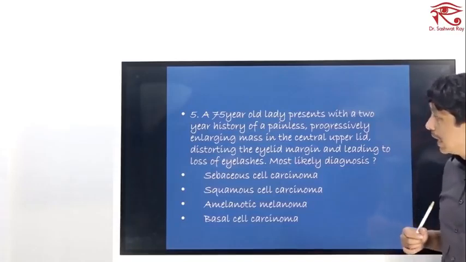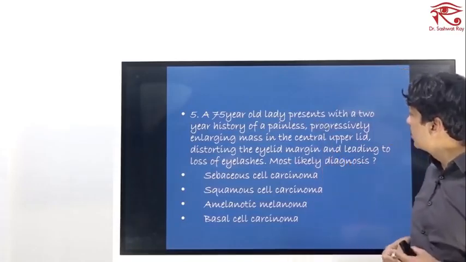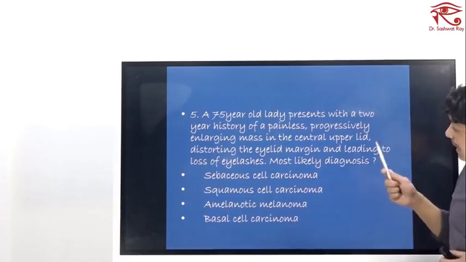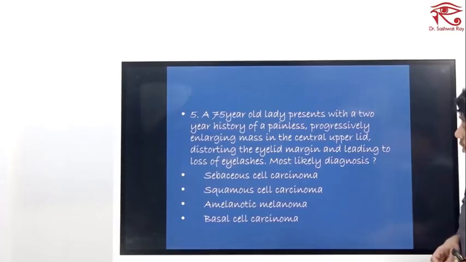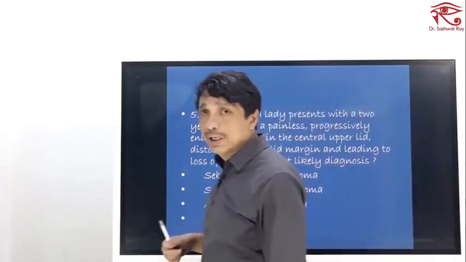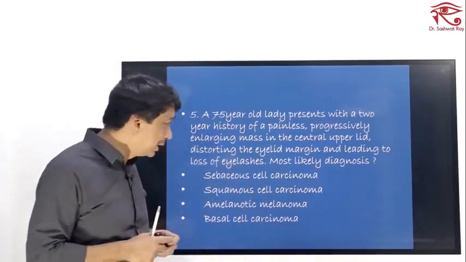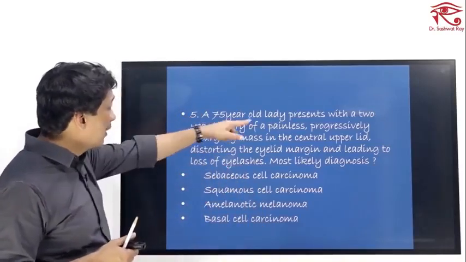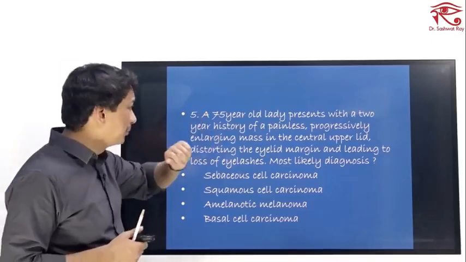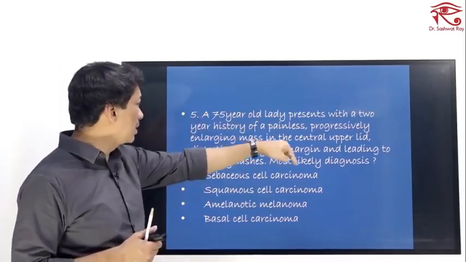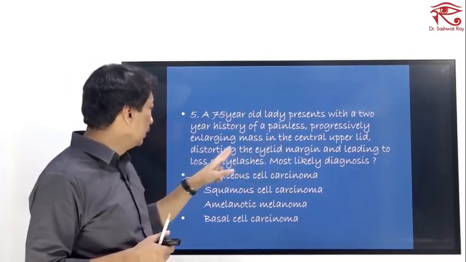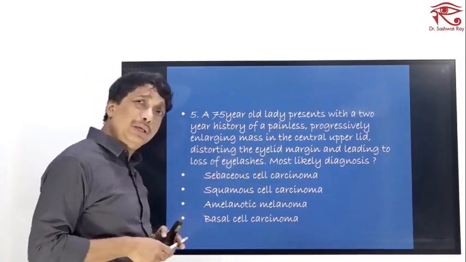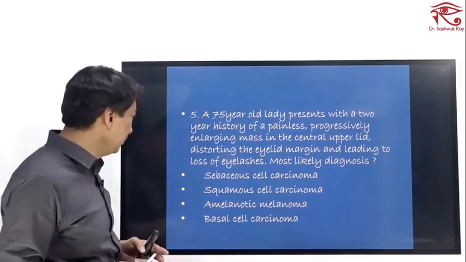Question number 5 is a 75-year-old lady who presents with a 2-year history of a painless, progressively enlarging mass in the central upper lid, distorting the eyelid margin and leading to loss of eyelashes. What is the most likely diagnosis? Let's go over this again. This is not so easy, and the choices are in front of you. A 75-year-old lady, okay, that's the first thing, an old lady with a 2-year history of a painless, progressively enlarging mass in the central upper lid, distorting the eyelid margin, leading to loss of eyelashes. They seem a little tricky, but it's not actually very tricky.